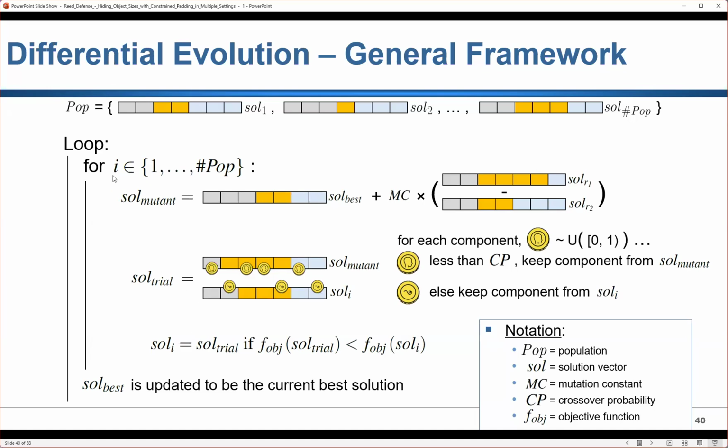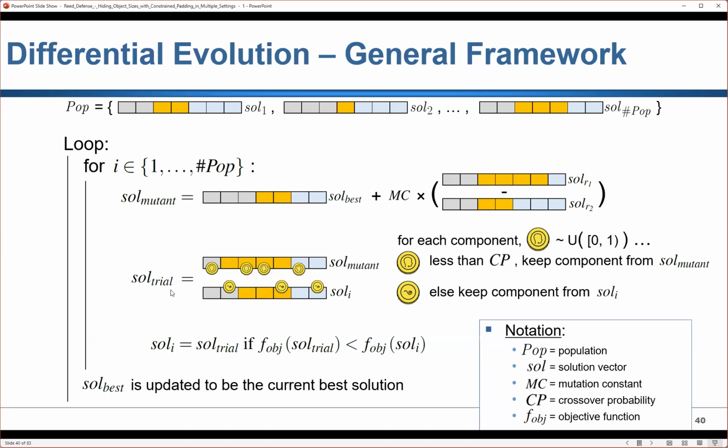Inside this loop, there is an inner loop that iterates across every single member of the candidate solution population. And the first step inside this loop is to create a mutant solution. In the default framework, this mutant solution is created by first randomly selecting 2 solutions from the current population, taking their difference. You then multiply this difference by an input parameter called the mutation constant, add that to the current best solution among all solutions in the population. You then arrive at this mutant solution.